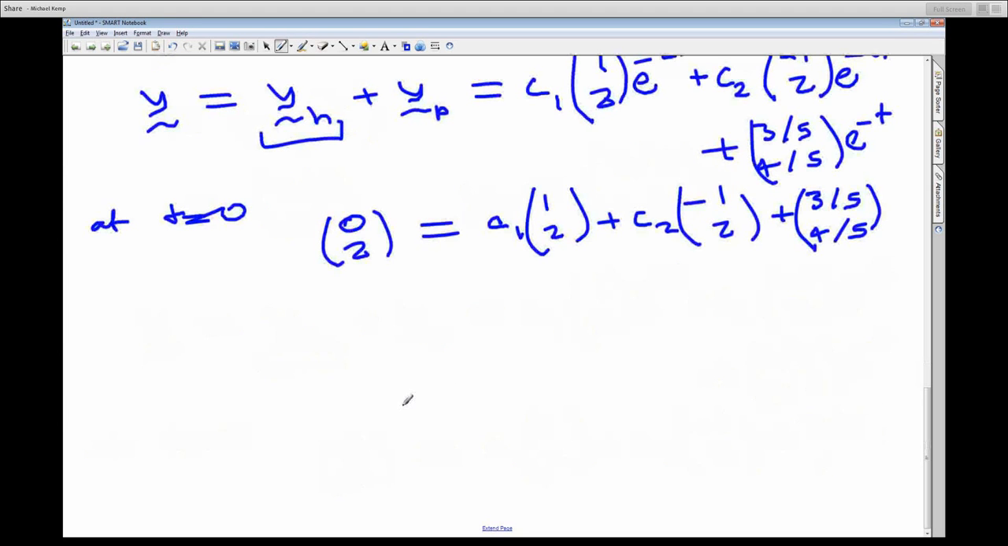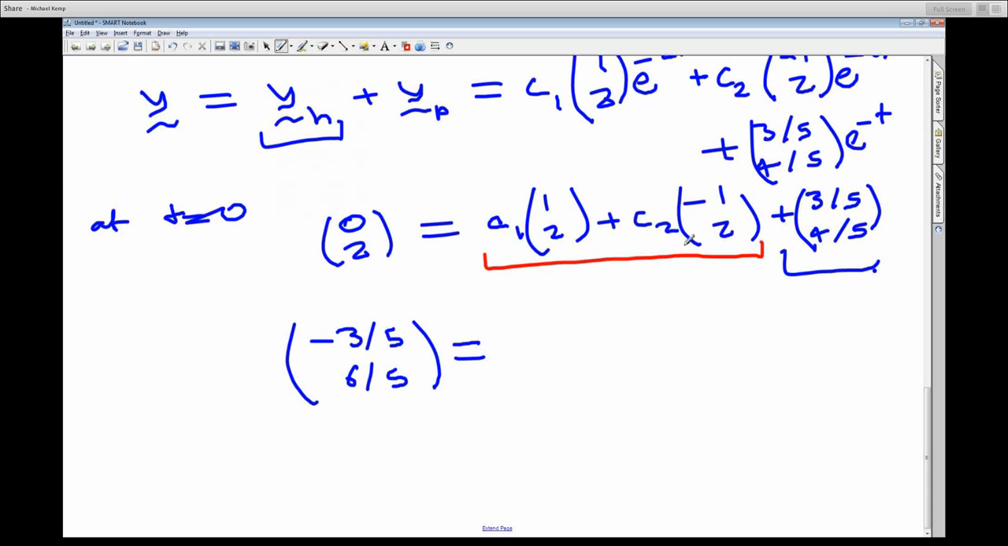So just some tricks for how to do these things. The 3/5, 4/5 we can bring over to the other side. When you do that, you're getting minus 3/5, and 2 minus 4/5 gives you 6/5. That's a constant term. Then you've got C1 times 1, 2, plus C2 times minus 1, 2. So you really want to solve for C1, C2. That's what you're going to do.